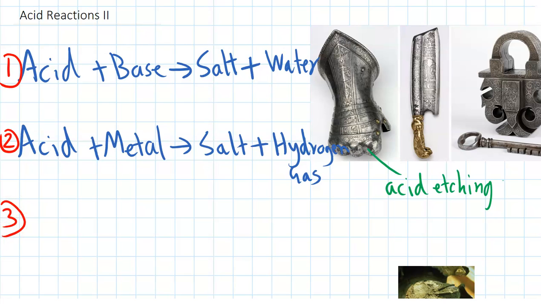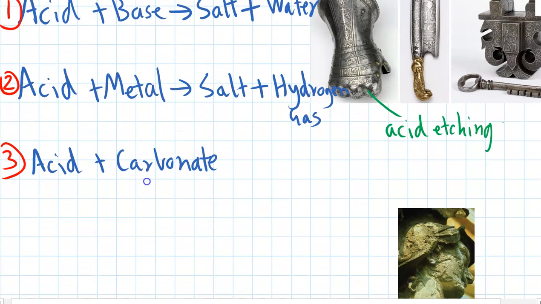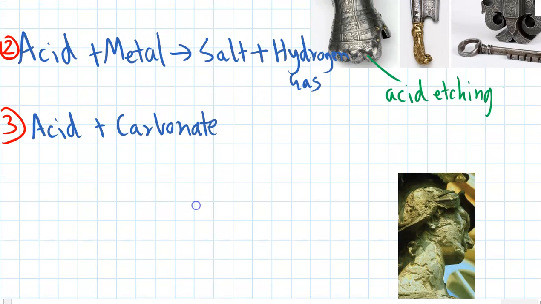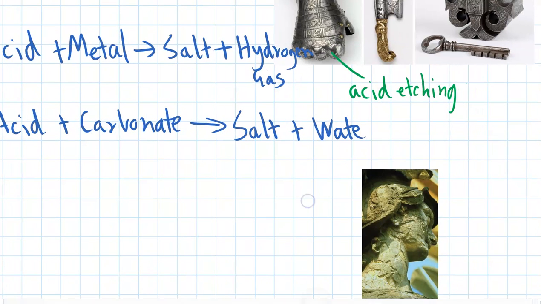when acids react with carbonates. Remember how anything made of a carbonate, like this limestone statue here, will react with an acid. And in those, they make a salt, and they make water, similar to an acid-base reaction, but they also produce carbon dioxide gas.